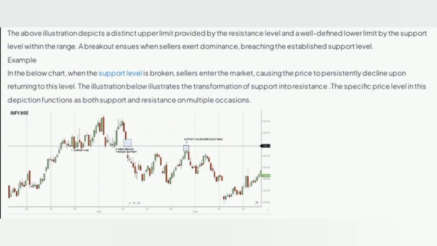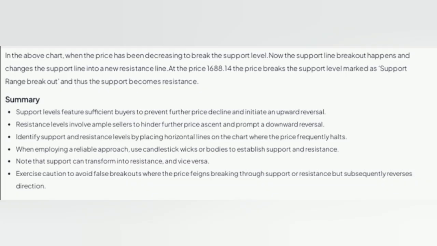The illustration below illustrates the transformation of support into resistance. The specific price level in this depiction functions as both support and resistance on multiple occasions. Support becomes resistance. In the above chart, when the price has been decreasing to break the support level, now the support line breakout happens and changes the support line into a new resistance line. At the price 1688.1, the price breaks the support level marked as support range breakout, and thus the support becomes resistance.